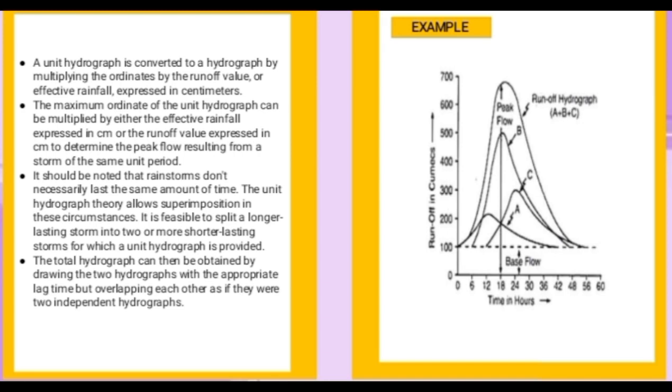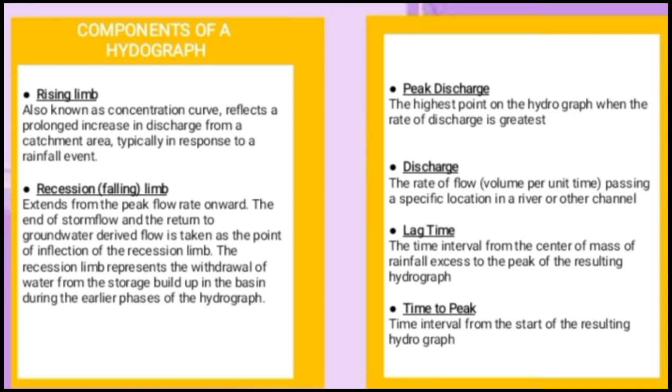Now, let's go to the components of a hydrograph. The first component is the rising limb, also known as the concentration curve, which reflects a prolonged increase in discharge from a catchment area, typically in response to a rainfall event. The second one is the recession limb. It extends from the peak flow rate onward to the end of storm flow and the return to groundwater flow, taken as the point of inflection of the recession limb. The recession limb represents the withdrawal of water from the storage built up in the basin during the earlier phases of the hydrograph.